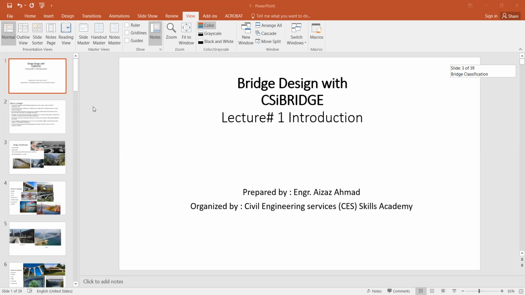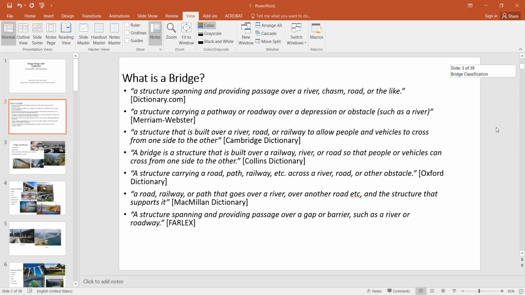It is about introduction. So the basic introduction is that we will start with bridges. So what is a bridge? These are some of the definitions which I have taken from some sources. A structure spanning and providing passage over a river, a chasm or road, or the like; a structure carrying a pathway or roadway over a depression or an obstacle; a structure that is built over a river, roadway or railway to allow people and vehicles to cross from one side to another. A bridge is a structure that is built over a railway, river or a road so that people or vehicles can cross from one side to another.